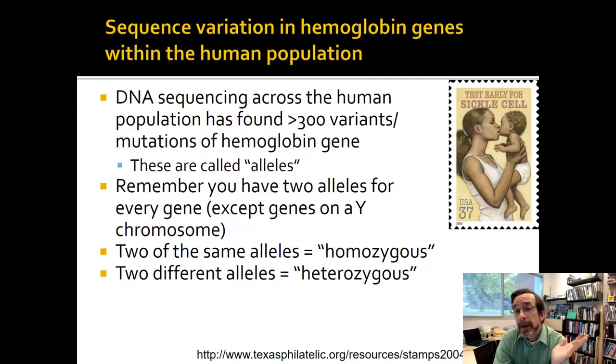With DNA sequencing, we've found 300 variants or more of the hemoglobin gene that appear to be important. These are called alleles. And remember that you get 1 allele from each parent. And so if you have 2 of the same allele, you're homozygous. And it's only if you have 2 of a very particular mutation that you get the most prevalent form of sickle cell.